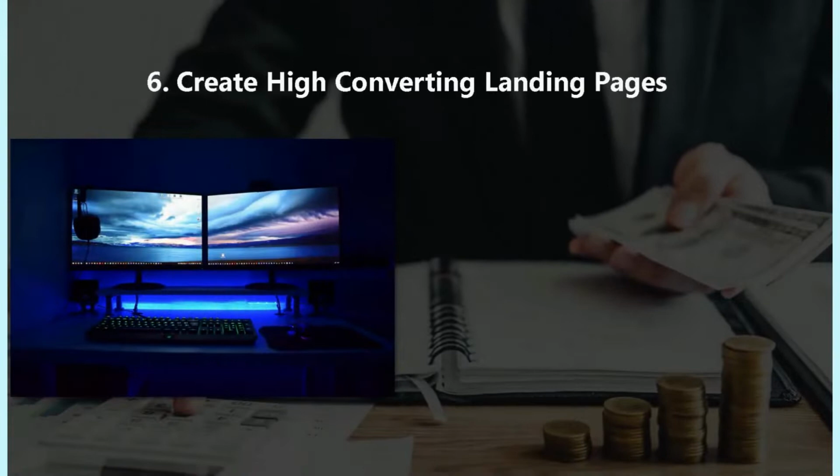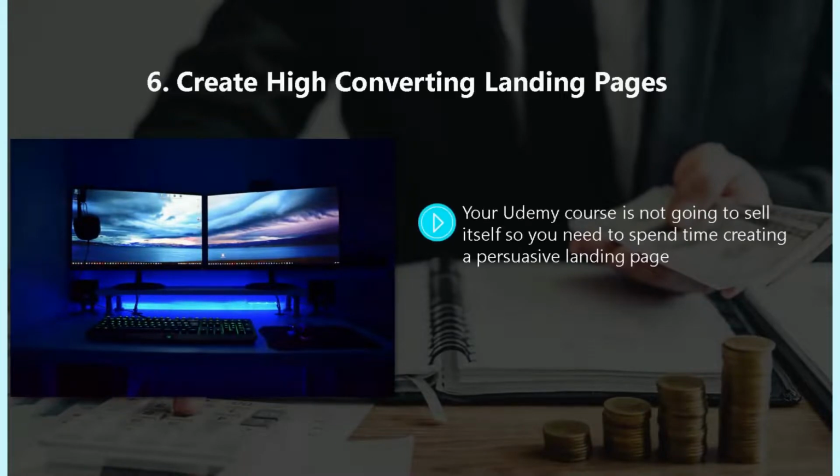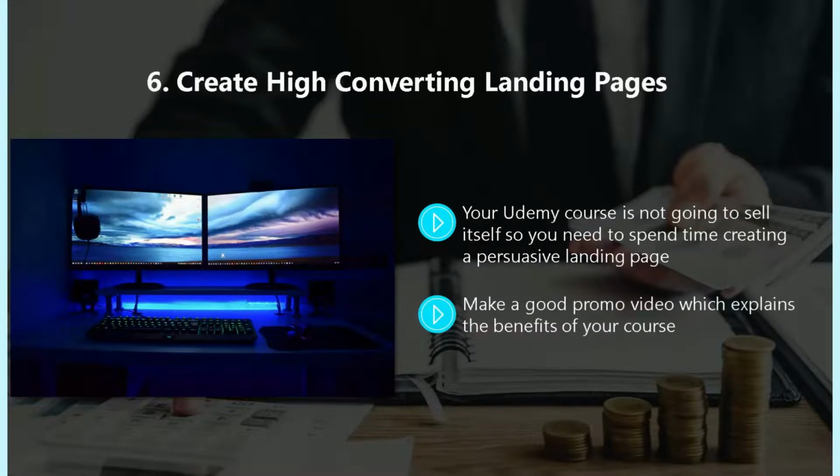6. Create high-converting landing pages. Your Udemy course is not going to sell itself, so you need to spend time creating a persuasive landing page. The title and subtitle of your course are critical as they are the first thing a visitor will see. They need to grab the attention of the visitor so they will want to know more. Make a good promo video which explains the benefits of your course. Make sure that it answers the questions that most people will have. Use your action-oriented steps in the student goals section. Write a benefit-laden course description.